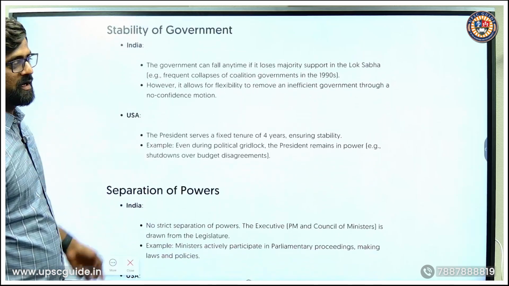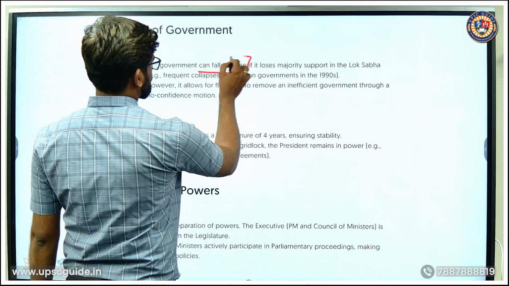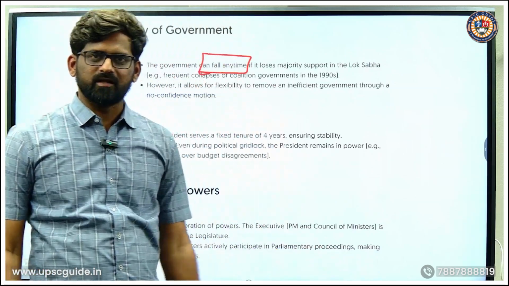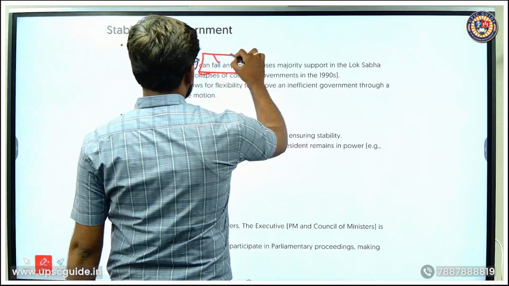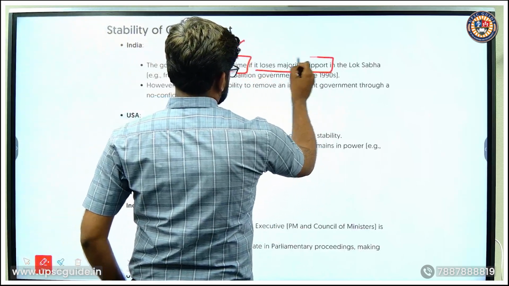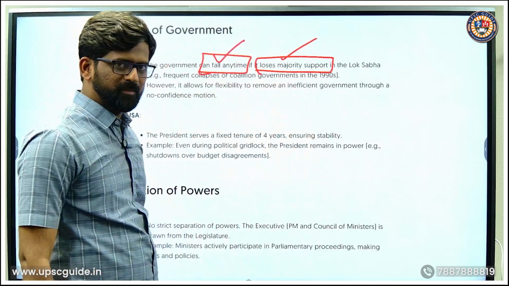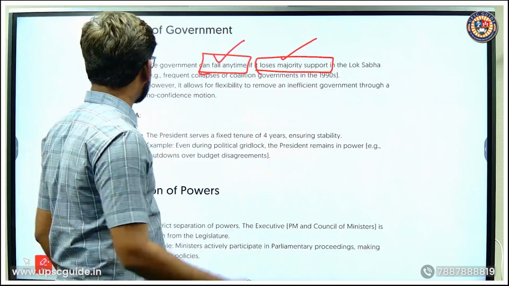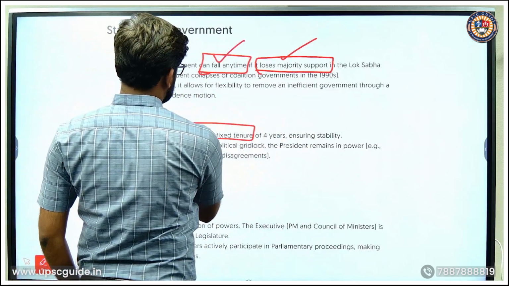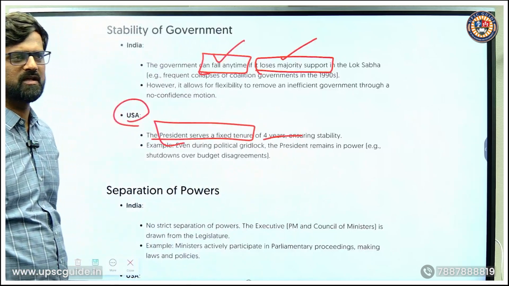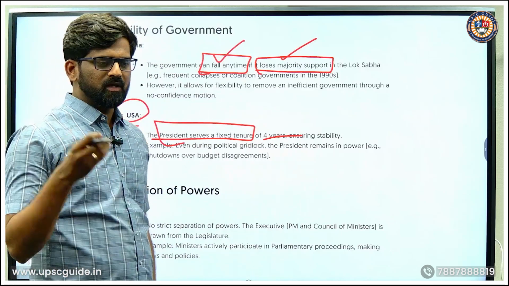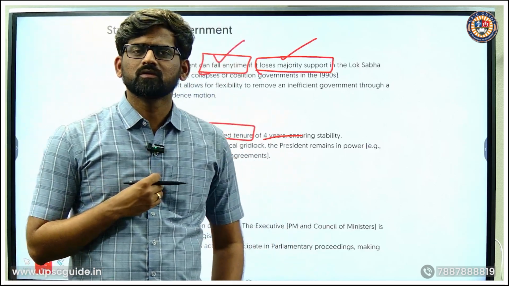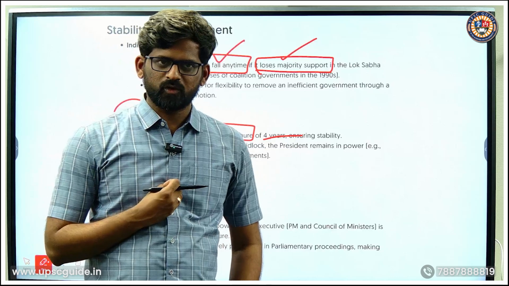Next is the stability of the government. In India, the government may fall anytime. There is less stability. We have chosen accountability over stability, so we have given preference to accountability. The government may lose support at any time in Lok Sabha. The members can change their mind and withdraw their support of the executive. At the same time, the USA president serves a fixed tenure unless impeached, ensuring stability. As there is a separation of power, the president does not come from the legislative branch of the government. There is no issue of stability. So it is a stable government.